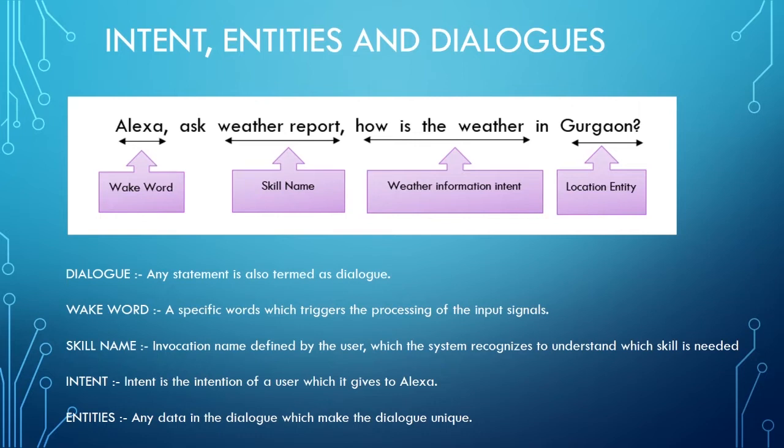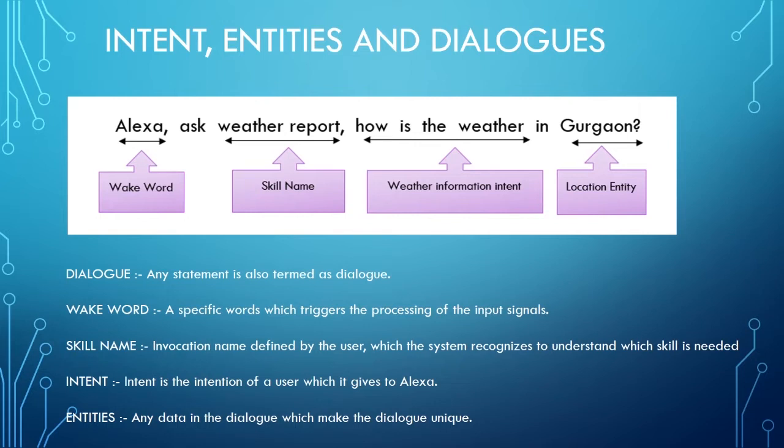We have already seen the wake word, which is Alexa, which when triggered starts to process our input. Followed by the wake word, we enter the name of our skill, which is also termed as invocation. And this invocation helps Alexa understand what skill we are looking for.